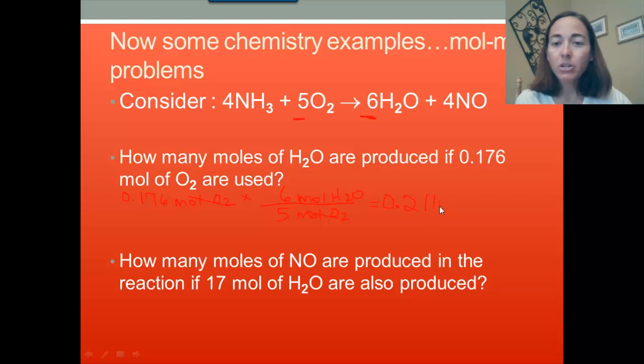So I got a new number, and I don't just have moles of oxygen anymore. See how that canceled out? I've got moles of water.